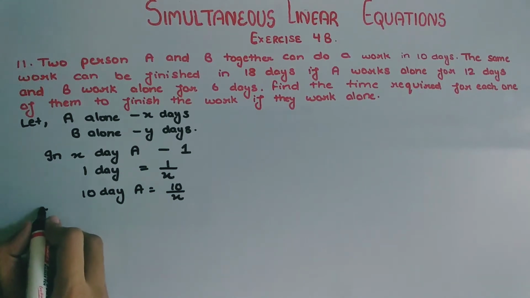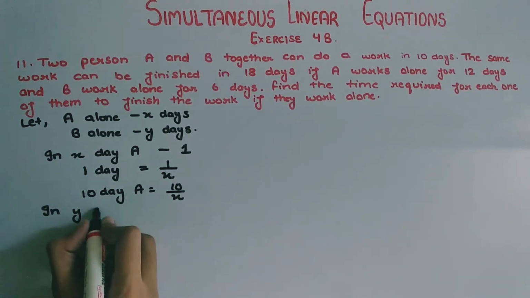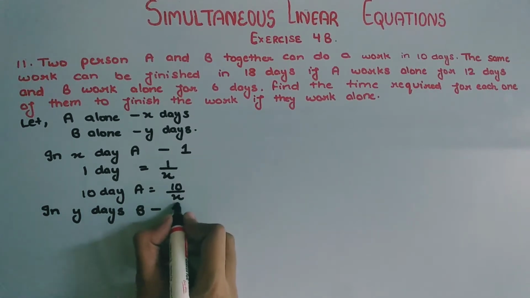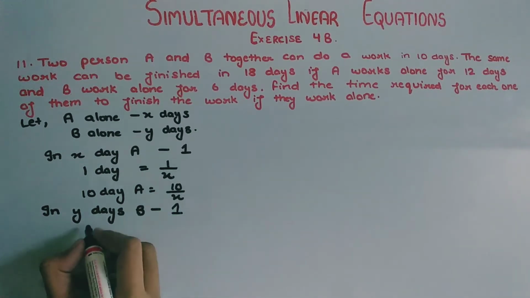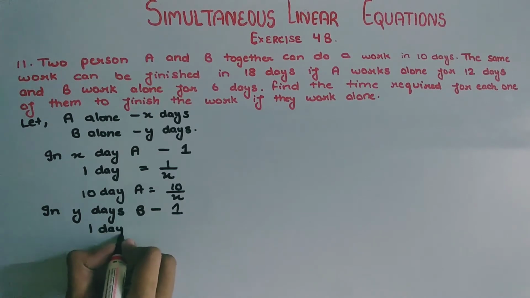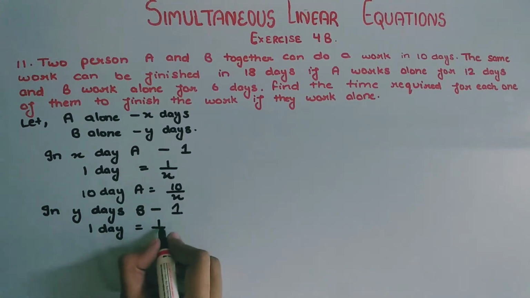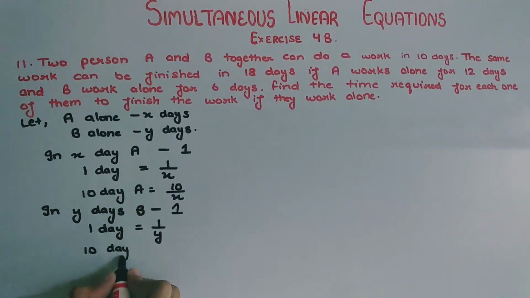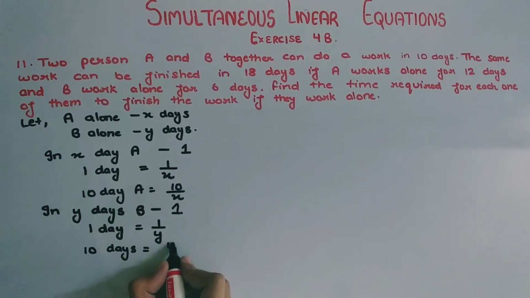Similarly, we know that in Y days B completes the whole work. Means in one day the amount of work done by B is 1 divided by Y, and in 10 days B will do 10 divided by Y work.